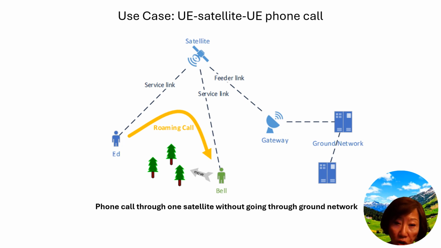The primary feature illustrated is the ability for Ed and Bell to communicate directly through the satellite without routing the call through the ground-based network. Bell is shown to be in an airplane, demonstrating the capability of maintaining communication during air travel. It's in-flight communication. The roaming call label suggests that at least one of the users, likely Bell, because Bell is in flight, is outside their home network coverage area, so it's a roaming call.